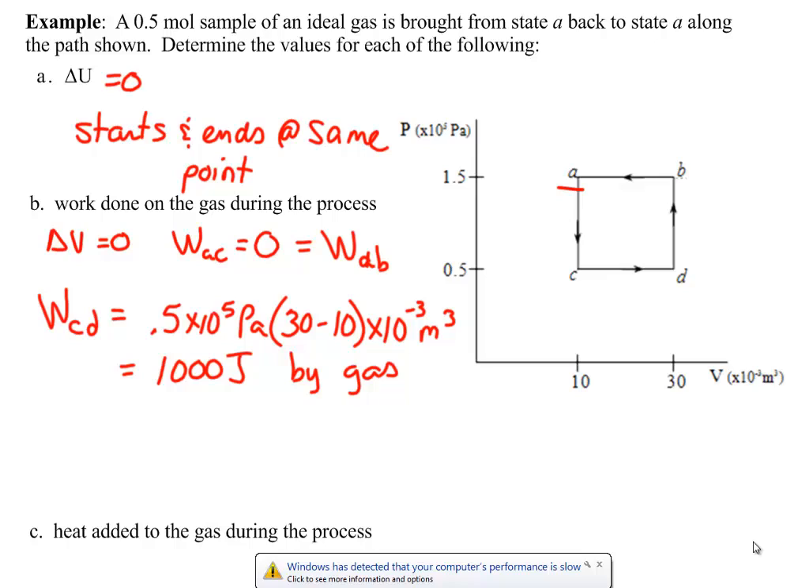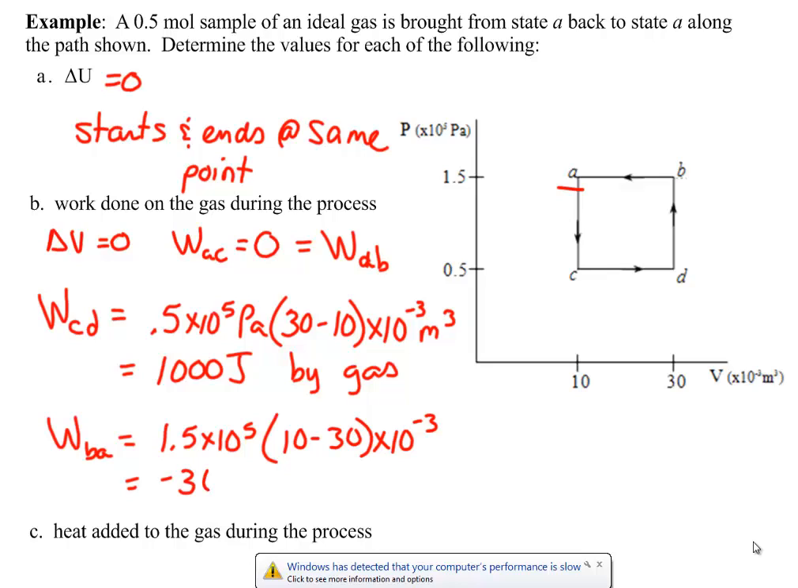The other place we have work going on is from B to A, returning to our original spot. Our pressure at that point is 1.5 times 10 to the 5th pascals. And our volume changes the same, only now it's in reverse, so it's going to be 10 minus 30. So our work here is negative 3,000 joules. Since it's negative, since the volume is decreasing, this is work done on the gas.